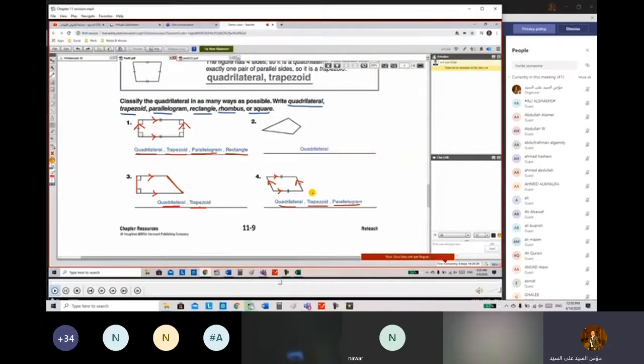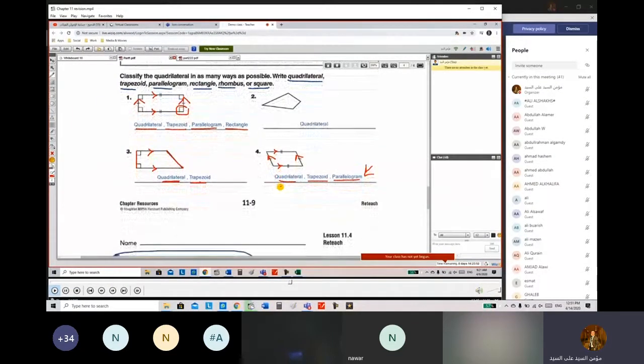Can we continue to reach rectangle? No, because there is no right angle like that. There are no right angles here. So we can't say this is a rectangle. Can we say that this is a rhombus? No, because a rhombus must have all the sides congruent to each other, equal in length. But here, only two opposite sides are equal in length, not all the sides. So we stop here at parallelogram. Okay, let's move to the next page.